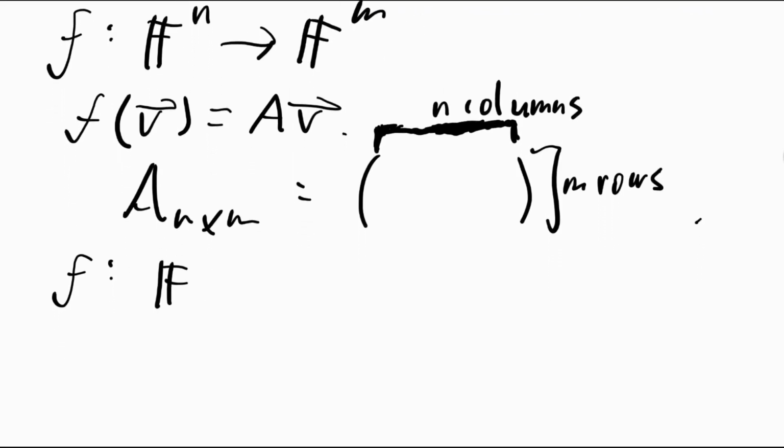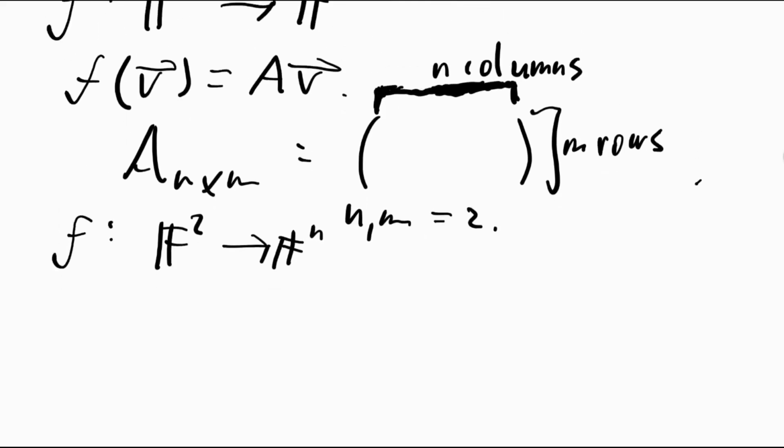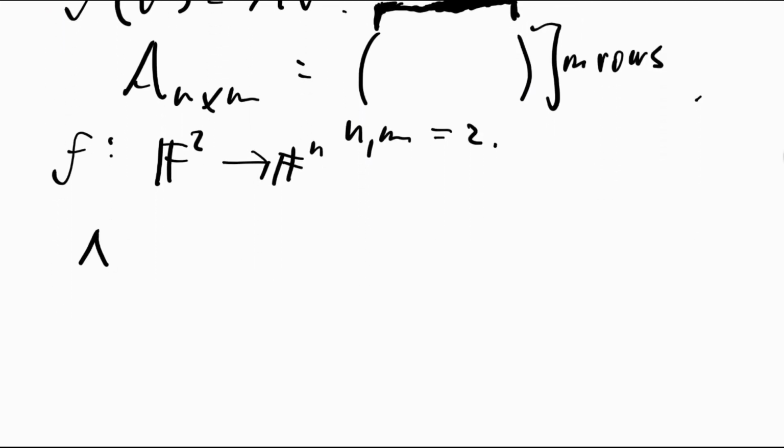So let's say both n and m equal 2, then we have F^2 mapping to F^2, and it's given by some matrix. We can choose a matrix of quite arbitrary choice. So let's do 1, 2, 3, 0, for example. So we have that matrix.